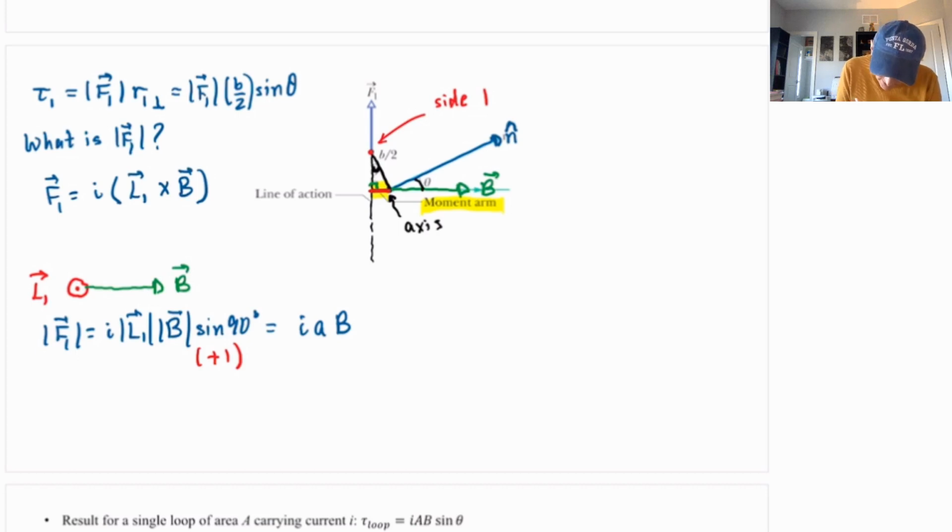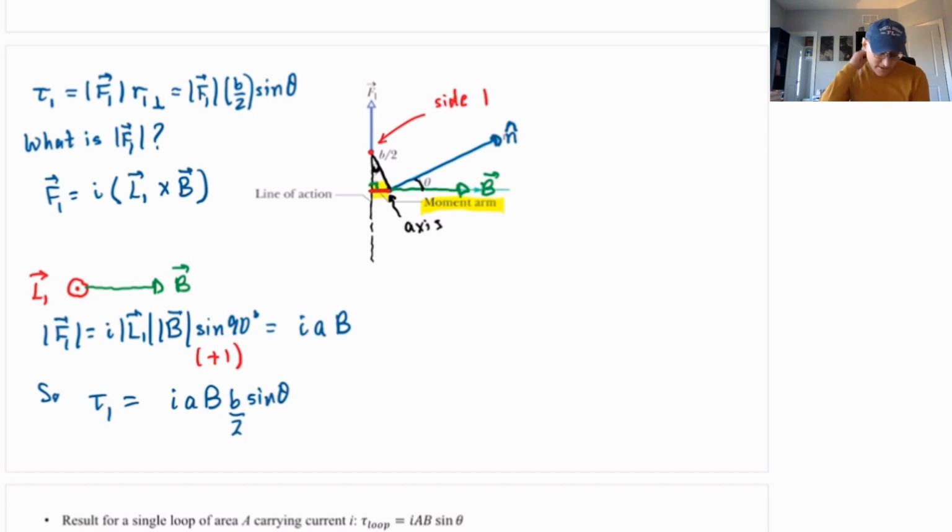So now let's put that in our torque expression, tau 1. Little I, little a, big B, little b over 2, sine theta. That's where the theta comes in. Okay? That's the torque, about the axis of rotation due to the force F1.